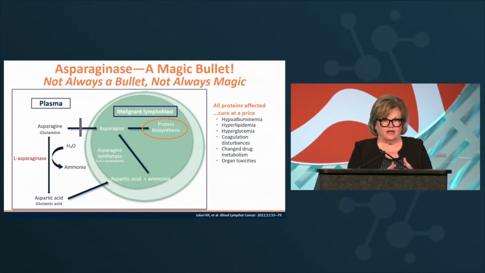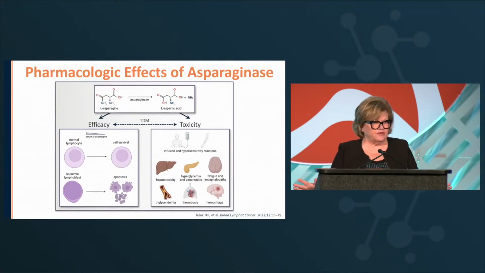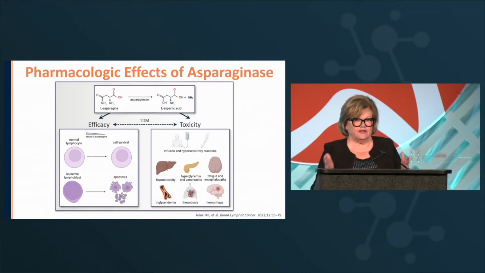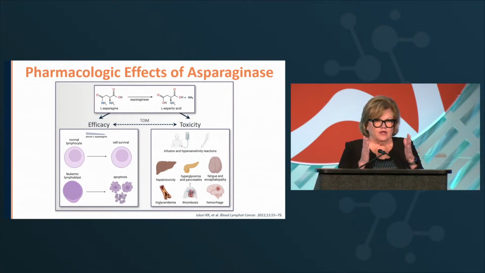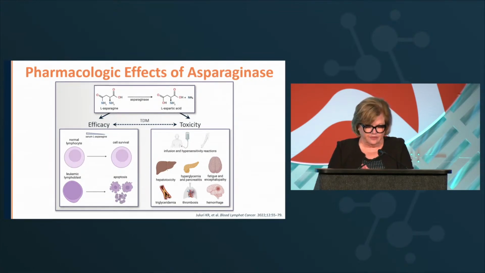But at the same time, we know there's a cascade of events that happen related to the lack of synthesis of particular proteins and the buildup of the ammonia. And so because of the protein biosynthesis disruption, we've talked about all of the things that we see that then happen with our patients downstream. So we know there's the efficacy that we've talked about, and that's easy to understand, is that the asparaginase breaks down the asparagine that is needed for the survival of the lymphoblasts.